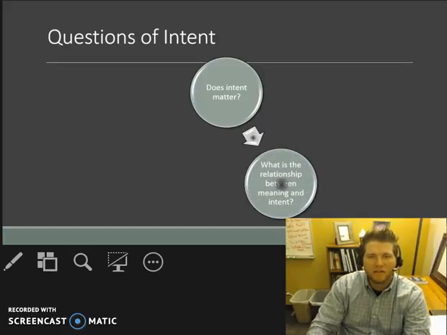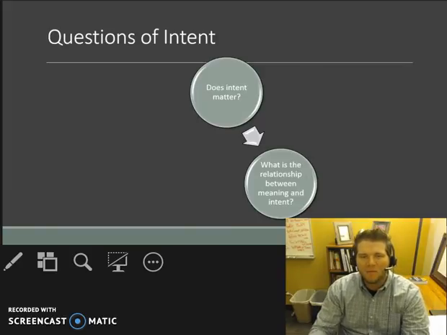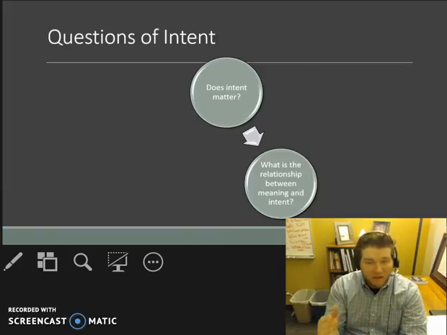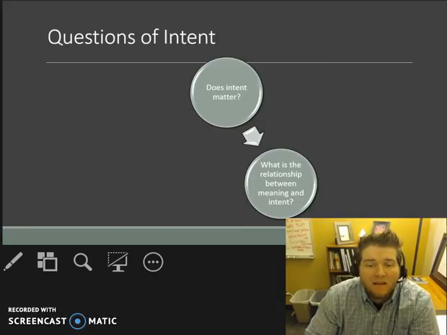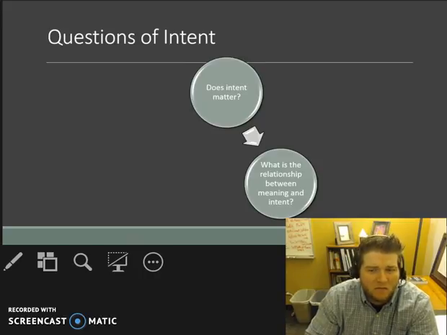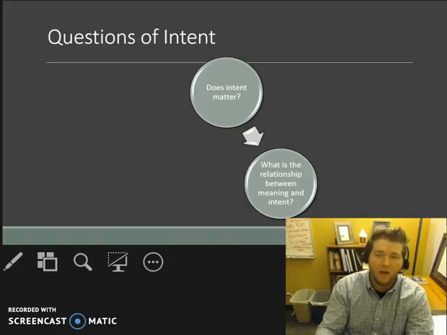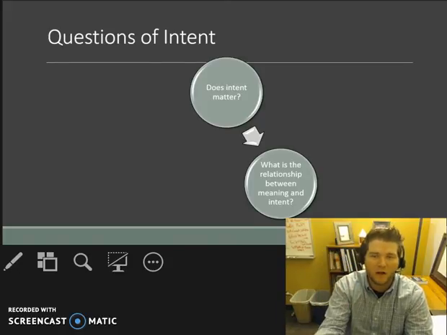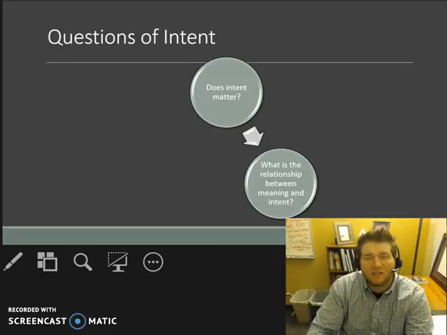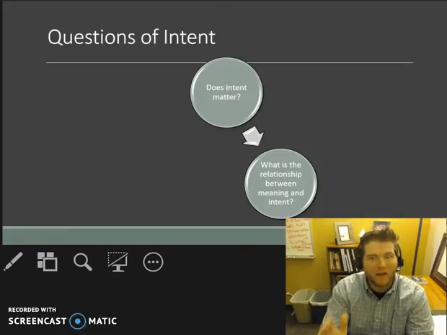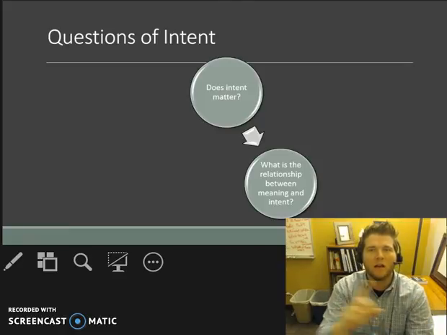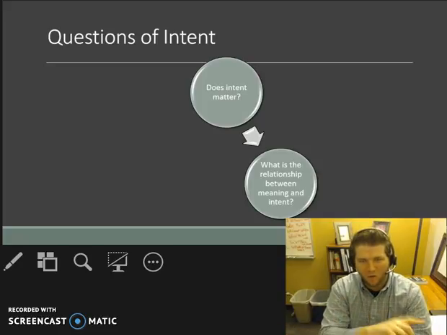Then we have this next question. What is the relationship between intent and meaning, or meaning and intent? This is a really important question because, is it possible for me to send you a meaning that I didn't intend to? Is it possible for you to attach meaning to my behavior without me intending to send you a message? We find that people attach meaning to behavior all the time, whether or not I intend for it to. Now, whether that counts as communication or not depends on which side of the coin you're on, okay?